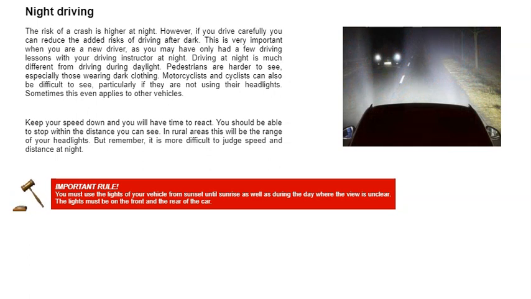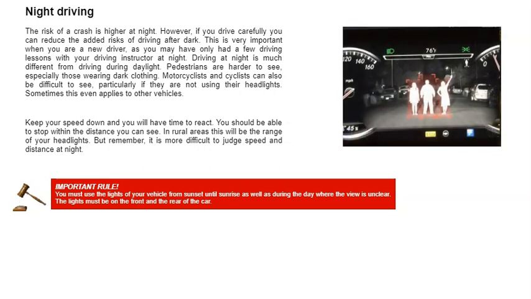Important rule. You must use the lights of your vehicle from sunset until sunrise as well as during the day where the view is unclear. The lights must be on the front and the rear of the car.